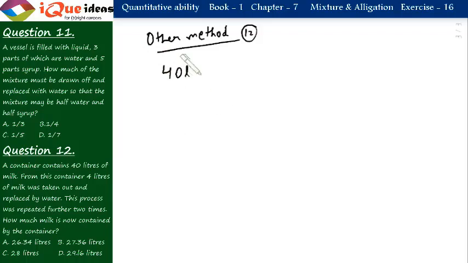So the initial quantity of milk is 40 liters. 4 liters are taken out. So that means the milk quantity would reduce by 10%. Why? Because 4 is 10% of 40. So 10% of 40 will reduce, so 4 liters will reduce. It will become 36 liters.